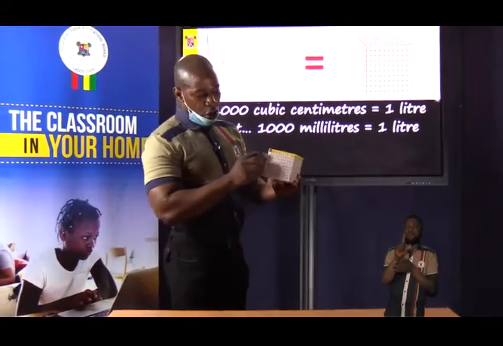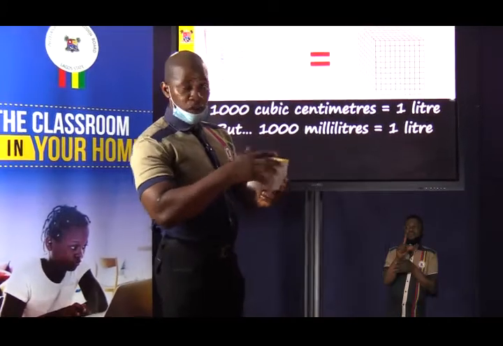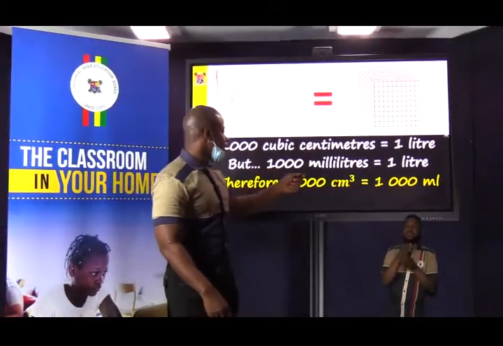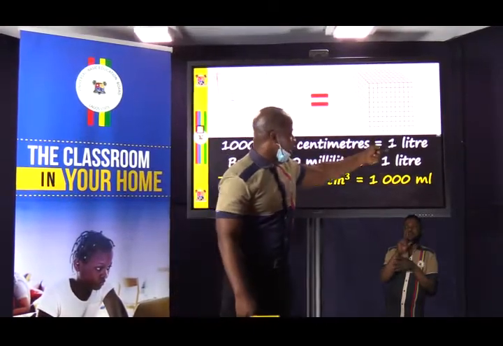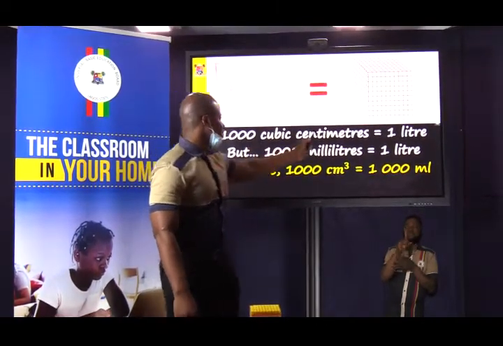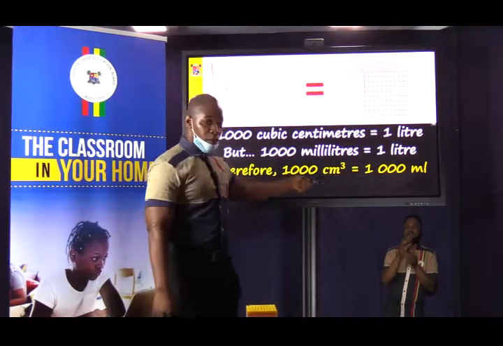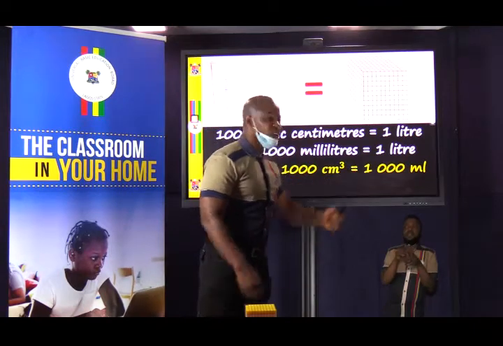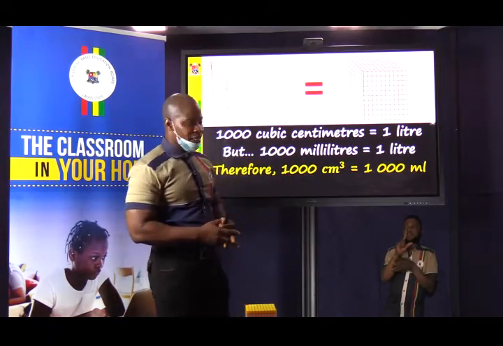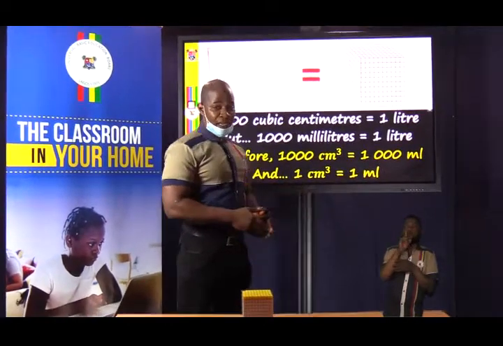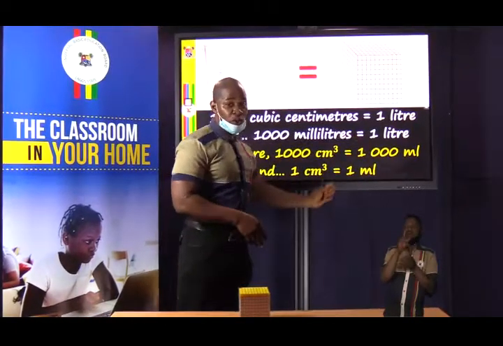As you can see on the board, after 900 you have 1000. So 1000 milliliters is 1 liter. So instead of writing 1 liter here, I can write 1000 milliliters. So 1000 cubic centimeters, which we normally write like this, centimeter cubes, is the same thing as 1000 milliliters. And so that means that 1 centimeter cube will be 1 milliliter. If 1000 is 1000, then 1 will be 1.